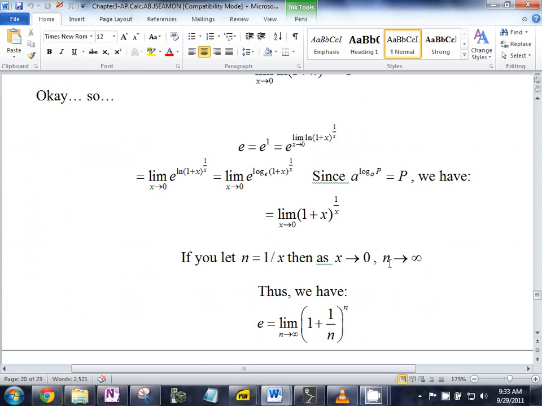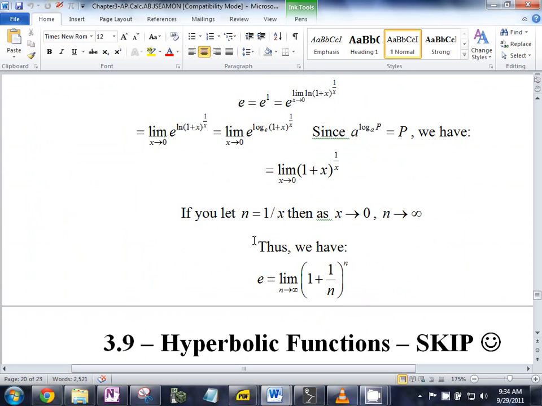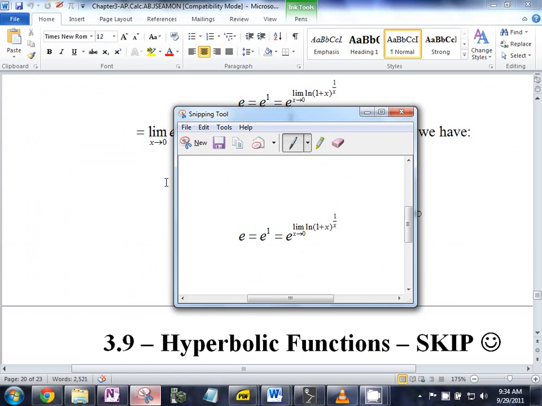Does this look familiar at all? How many people have seen that before? Has anybody ever dealt with compound interest? Because I taught it to you, yes.